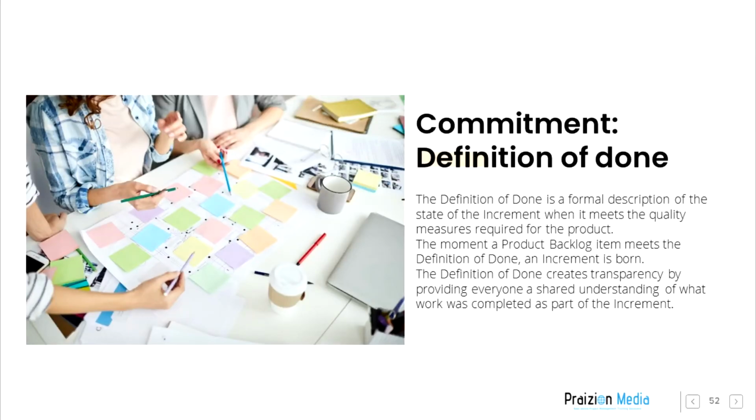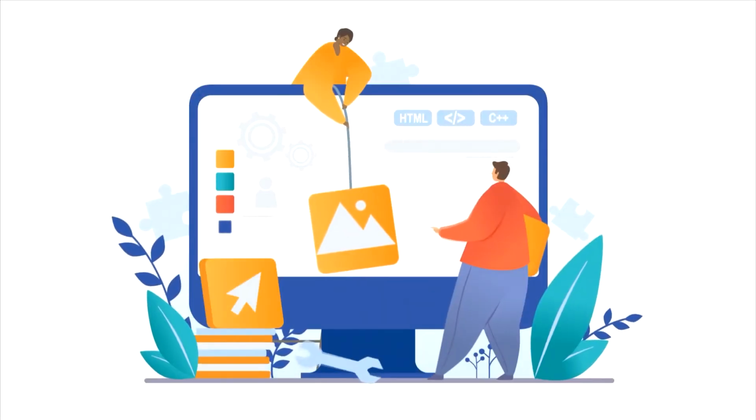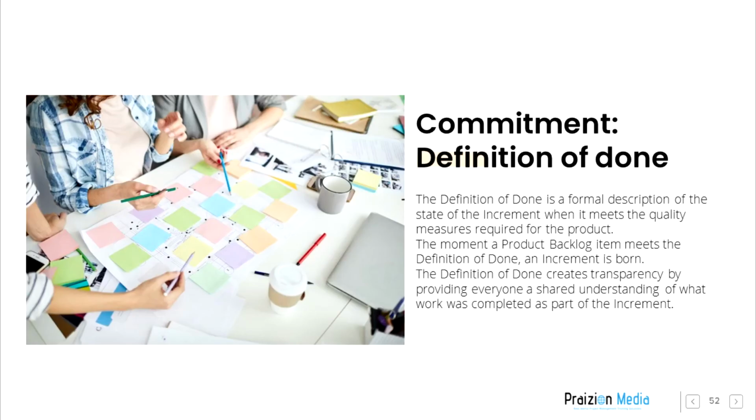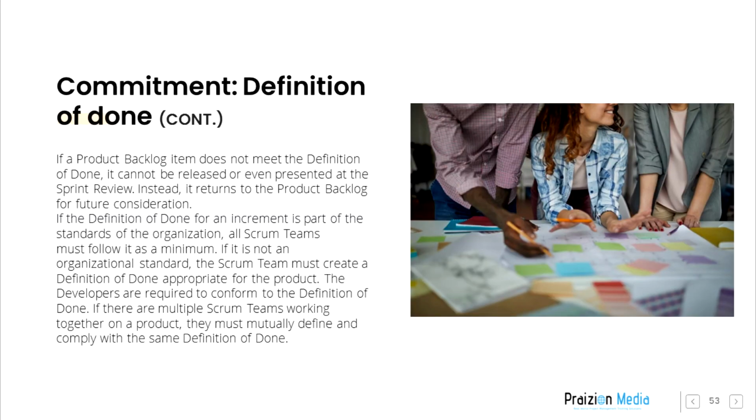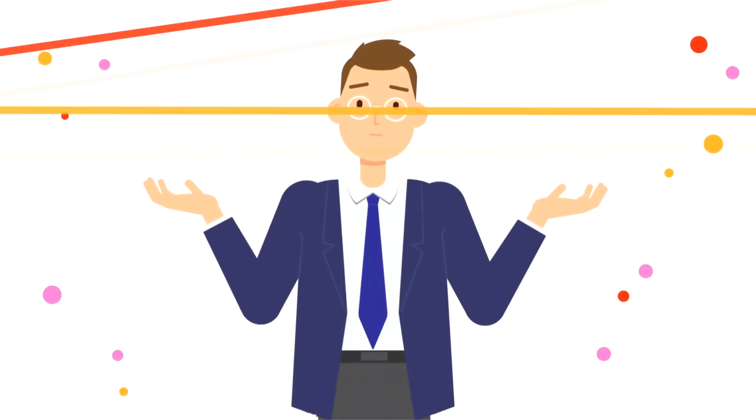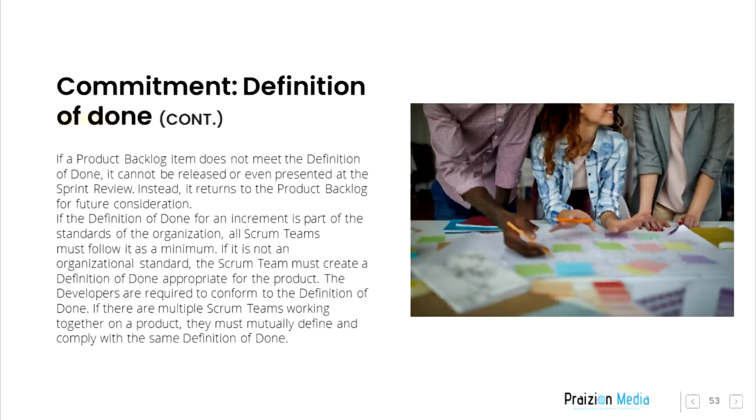Commitment: Definition of done. The definition of done is a formal description of the state of the increment when it meets the quality measures required for the product. The moment a product backlog item meets the definition of done, an increment is born. The definition of done creates transparency by providing everyone a shared understanding of what work was completed as part of the increment. If a product backlog item does not meet the definition of done, it cannot be released or even presented at the sprint review. Instead, it returns to the product backlog for future consideration.